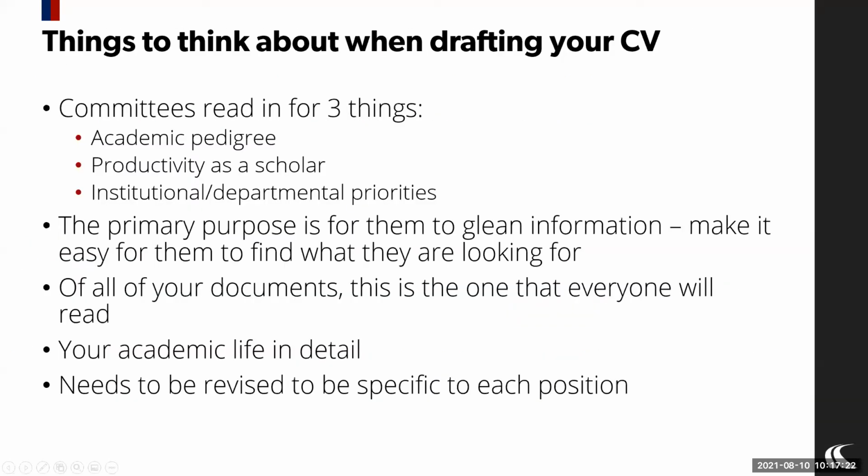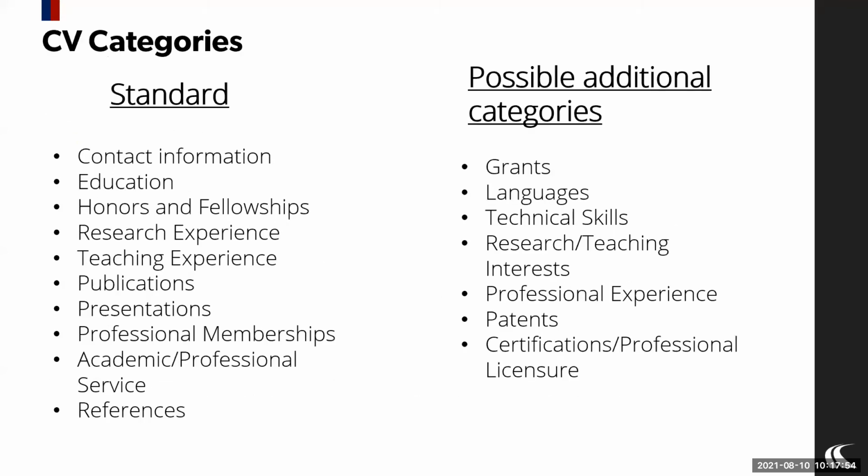Okay, so here are things to think about when drafting your CV. Committees read them for three things: academic pedigree, productivity as a scholar, and institutional and departmental priorities. The primary purpose of your CV is to glean information. Make it easy for them to find what they're looking for, right? They are scanning this quickly. This is the one document in your application packet that I'm very confident everyone will look at, and it's really your academic life in detail. And again, as I keep repeating, it needs to be revised to be specific to each position.